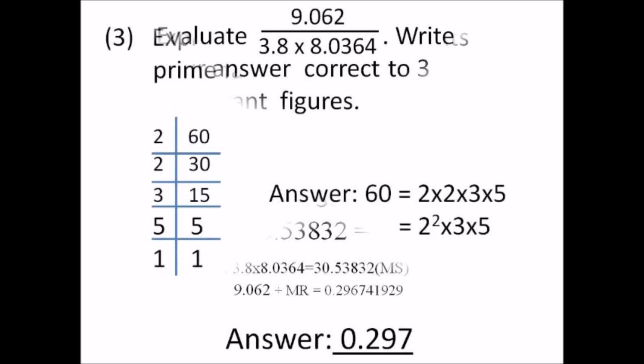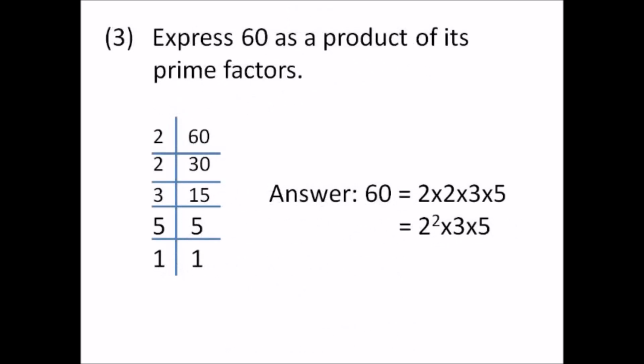Moving right along, number 3, express 60 as a product of its prime factors. You divide 60 by 2, you get 30, by 2, you get 15, by 3, you get 5. 5 divided by 5 is 1. So the answer would be 2 times 2 times 3 times 5. Once you put that, that's correct. Or 2 to the power 2 times 3 times 5. That would be the answer for number 3. Hope you were able to do the division for that, guys, and get that done.